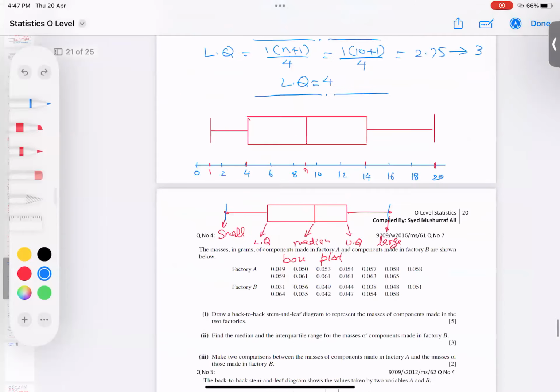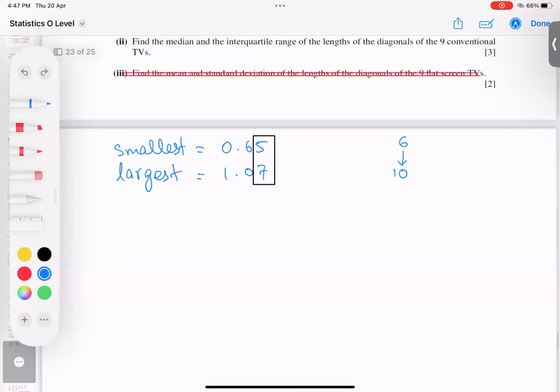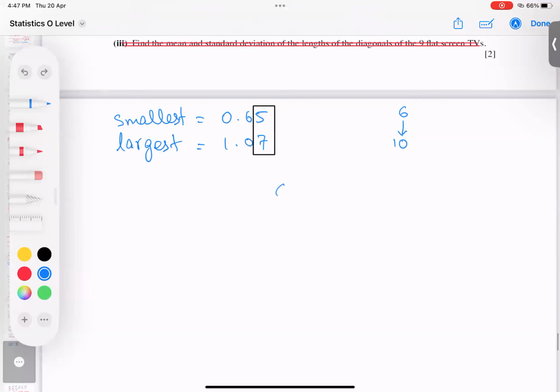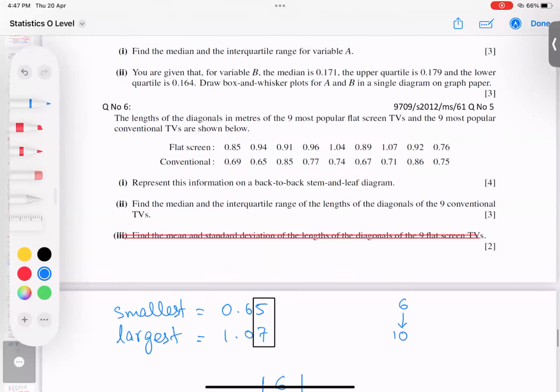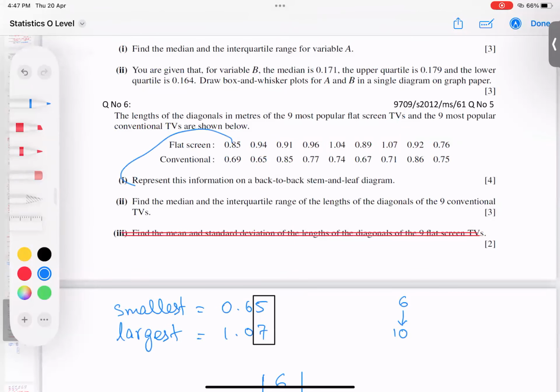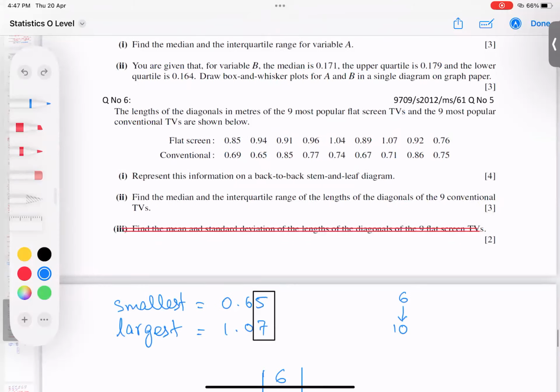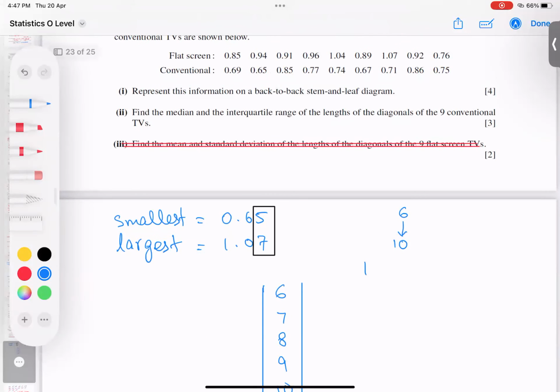So what I will do, students, the stems are very clear: 6, then 7, then 8, then 9, and then 10. So stems are finally done. Now I'm writing leaves. But first of all, did he mention what to write on the left? No. So I can choose any. I choose the right side as flat screen. And on the left, I am taking conventional screen.